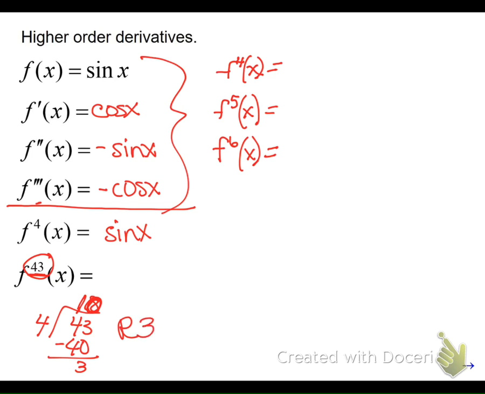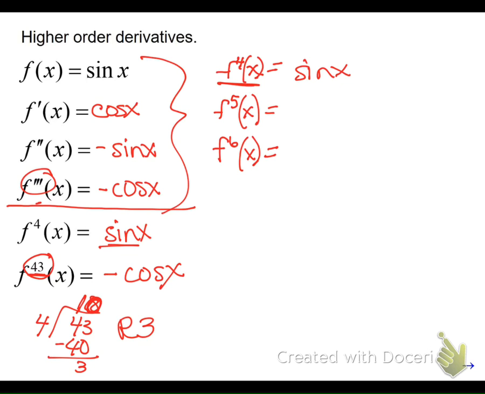So what derivative does that mean it's the same as? Is it the third one on the list, the third derivative? The answer is negative cosine. So it is the same as the third derivative. But how could we have checked your theory? Let's go with that dividing by 4 thing. The fourth derivative we already know was sine x, and that's because there's 0 remainder when we divide by 4.